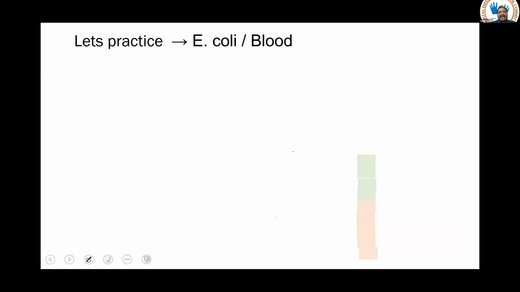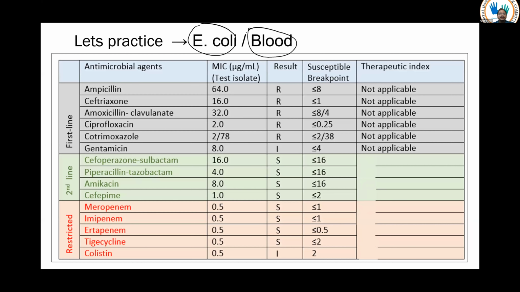Let's go to the next stage of reporting. Suppose I have got an E. coli from a bloodstream infection, from the blood sample. E. coli is growing. So we have the same report. Now, as my first lines are all resistant, my clinician asked me, I wanted to start between Magnex and Meropenem. So this was my report. I knew that the therapeutic index of Magnex is coming 1, Meropenem is coming 2. The concept is, higher the therapeutic index, better the efficacy of the drug. So what should be my drug of choice?